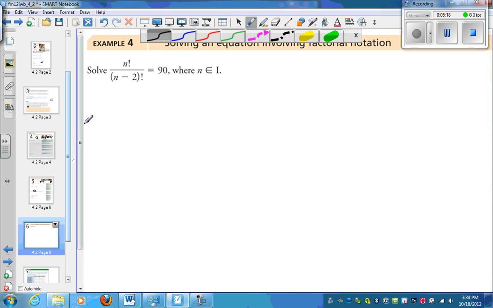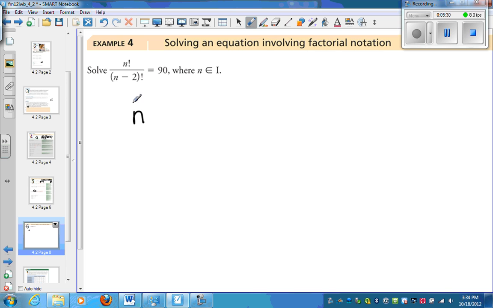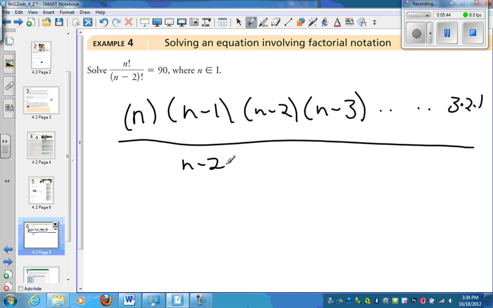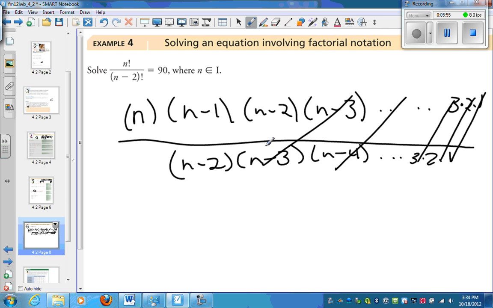Okay, we may be asked to solve equations. Here's an example of an equation. N factorial over n minus 2 factorial equals 90, where n is an integer. Okay, so n factorial is n times n minus 1 times n minus 2 times n minus 3, and so on, all the way to 3 times 2 times 1. N minus 2 factorial is n minus 2 times n minus 3 times n minus 4, all the way down to 3, 2, 1. Okay, so all of these are going to cancel out, and I'm going to be left with n times n minus 1.